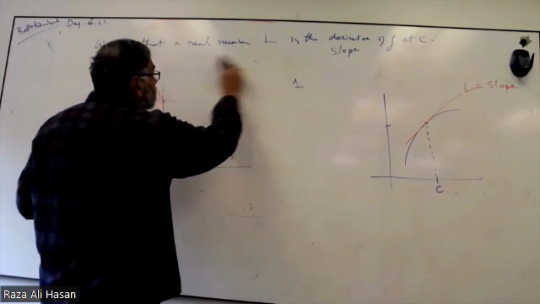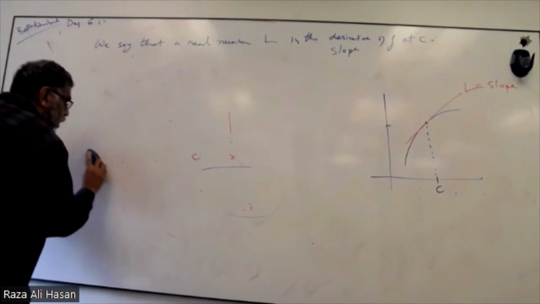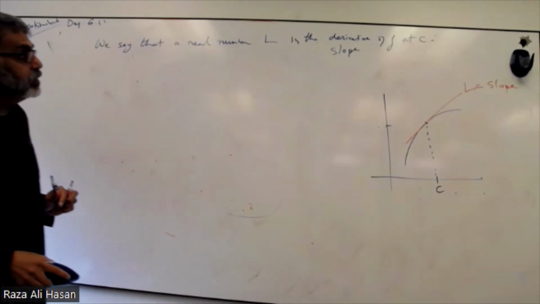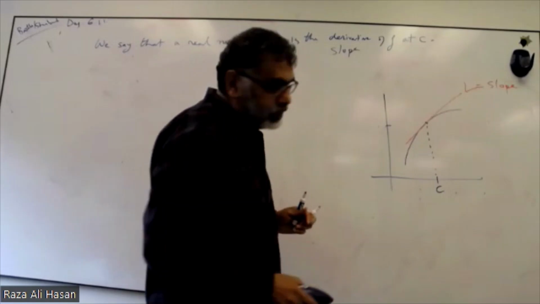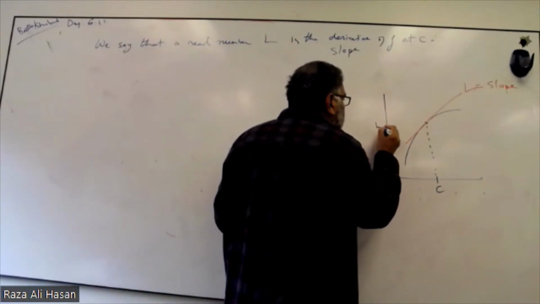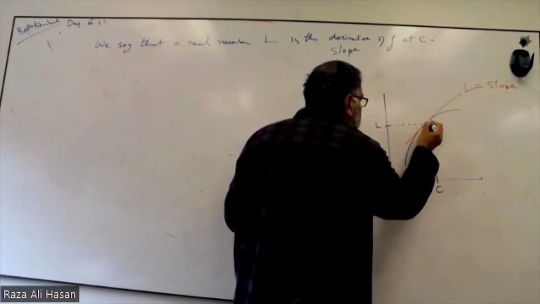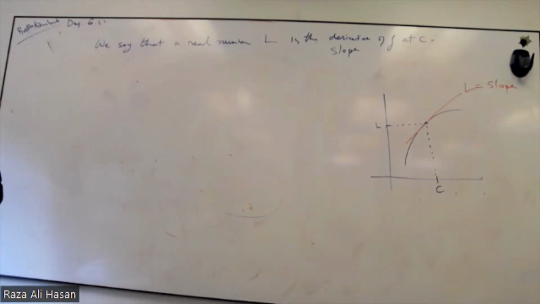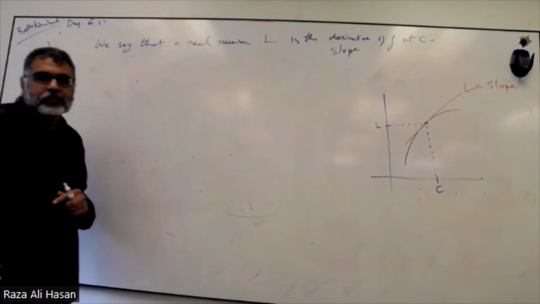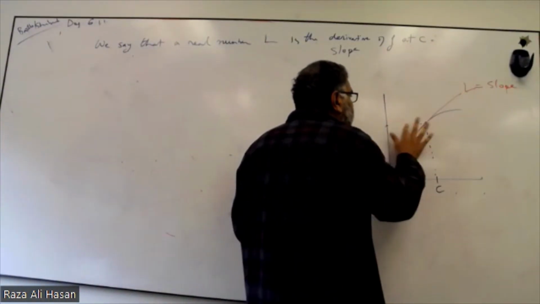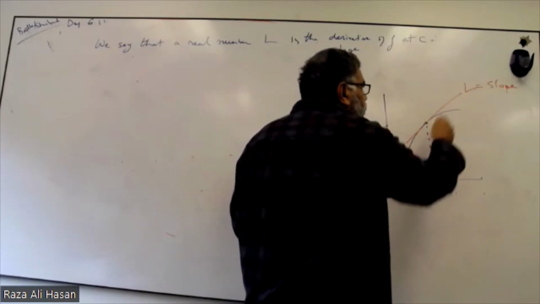So let's go back to the definition. We have this line up here. We say that a real number L is the derivative of f at C. I'm going to put an L here, and this is a trick L. Is L the derivative here? And the answer was no, because the L is actually the slope of this line.